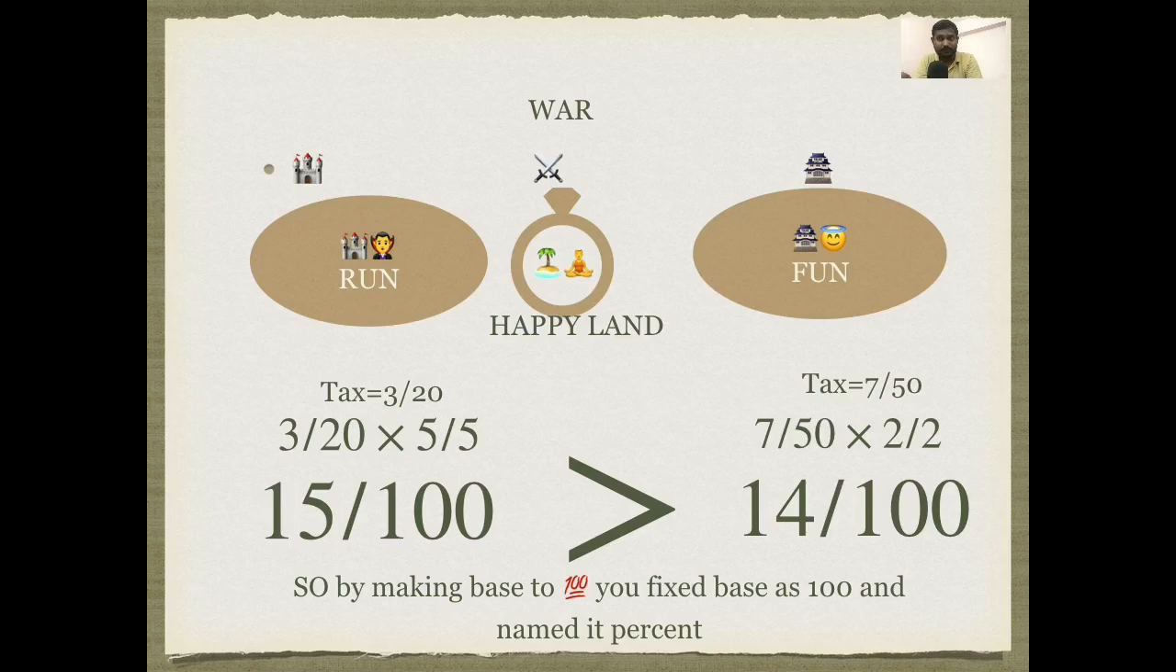At that point of time, you decided to make base as 100 for the comparison of any two fractions. So you named it as percent.